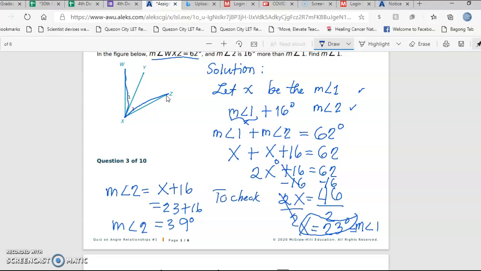So in order to check this, isn't it that the total is equal to the parts? So WXZ is equal to 62 degrees equals, what is angle 1? Angle 1 is 23 plus 39 degrees, which is the measurement of angle 2. Are they equal? 3 plus 9, it's 62. They are equal, therefore our answers are correct.